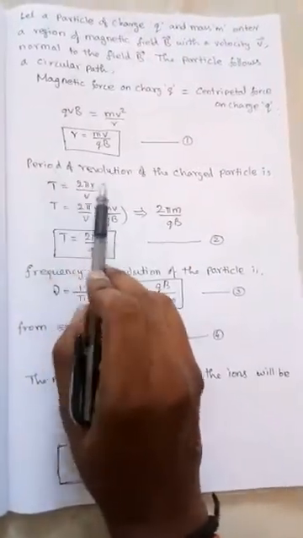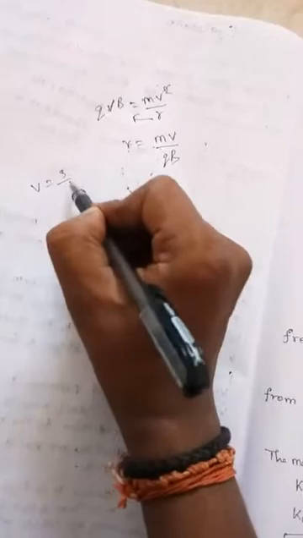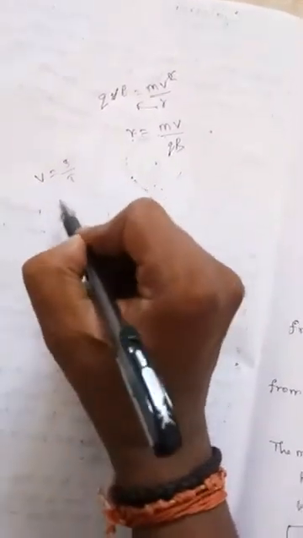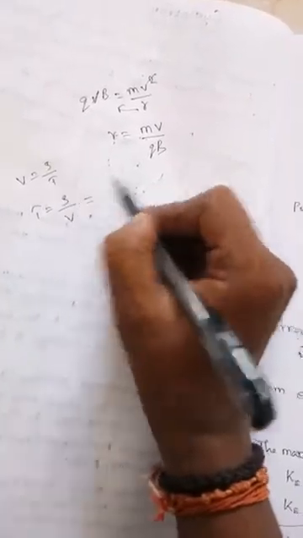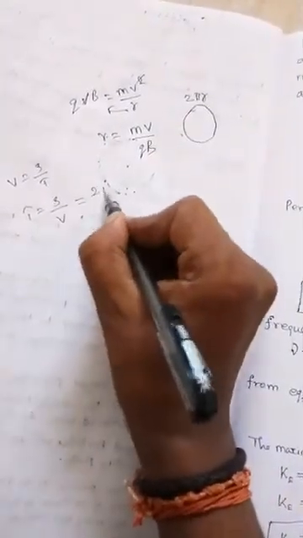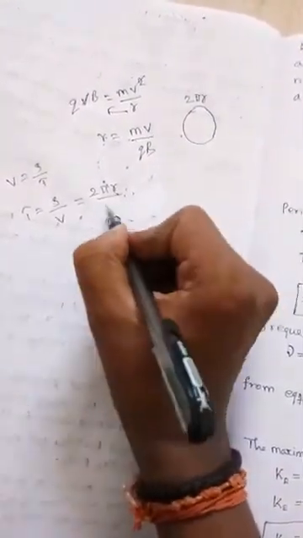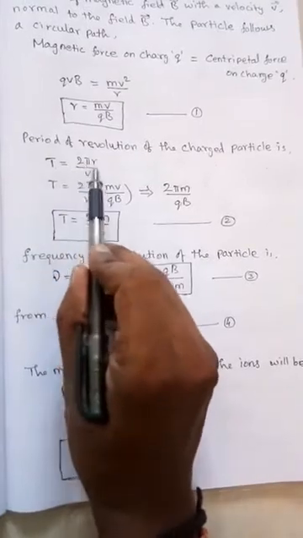Now the period of revolution of the charged particle, the period means the time taken. Already you know the formula for velocity: v is equal to displacement by time taken. So time taken t is equal to displacement by velocity. One circular path means how much displacement? 2 pi r, the circumference of the circle. So t is equal to 2 pi r by v.